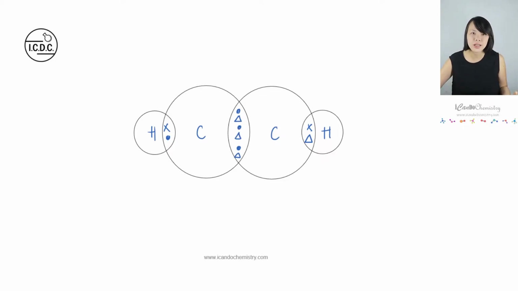So let's check whether each of them has attained the noble gas electronic configuration. Let's focus on this hydrogen. We know the hydrogen has only 1 electron shell. The maximum it can take is 2 electrons, alright?